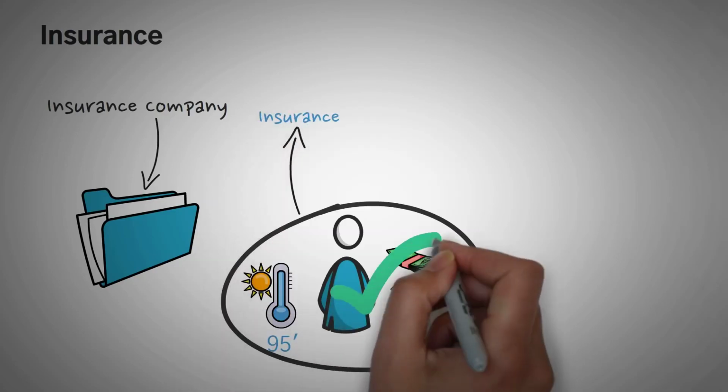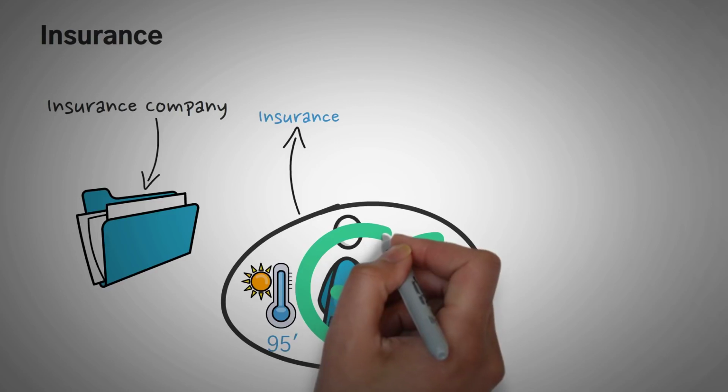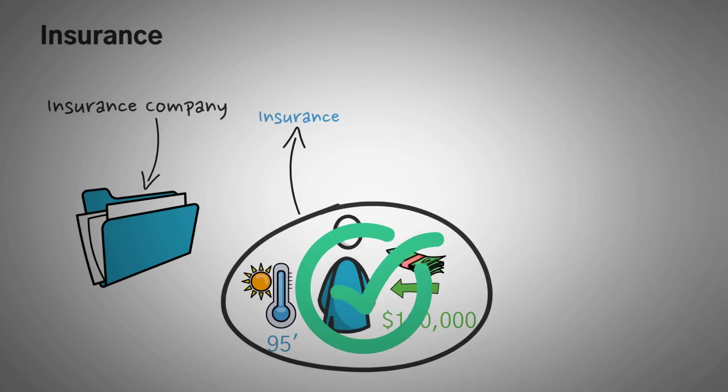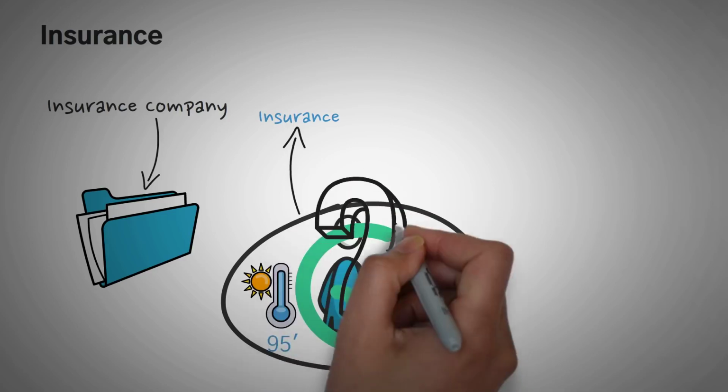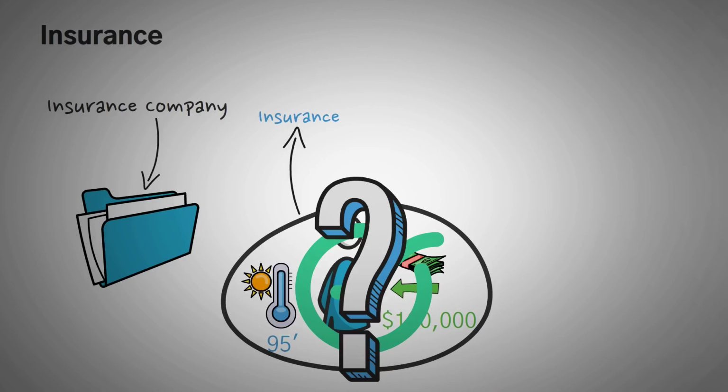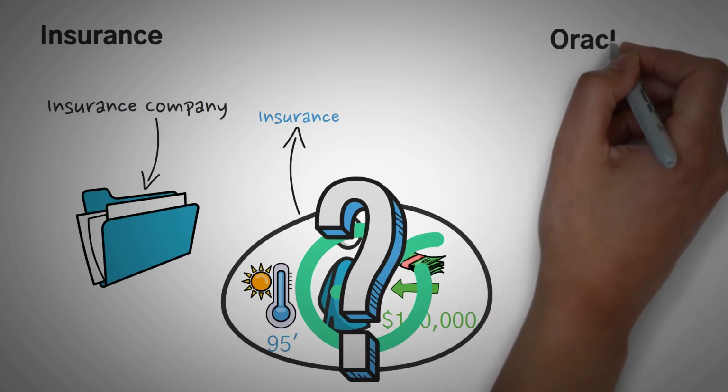Farmer John can be sure that if his crops die from a heat wave, the smart contract will know that it happened due to temperature changes and pay him out his $100,000 insurance. Now you might be asking, how the heck does a smart contract, a piece of code, know what the temperature in Missouri is? Well, with the help of something called oracles.